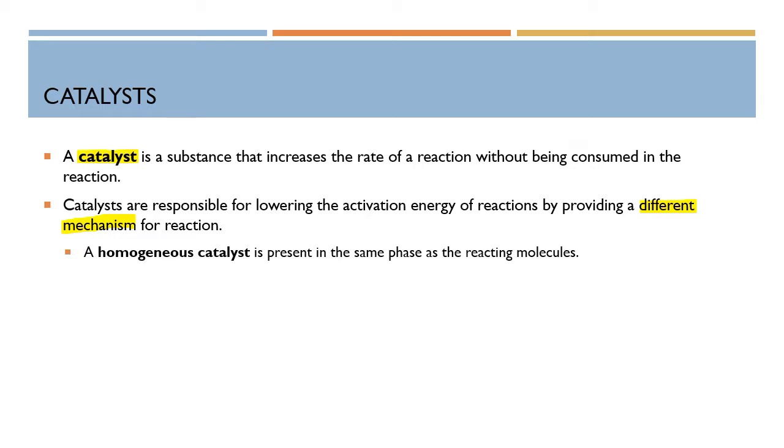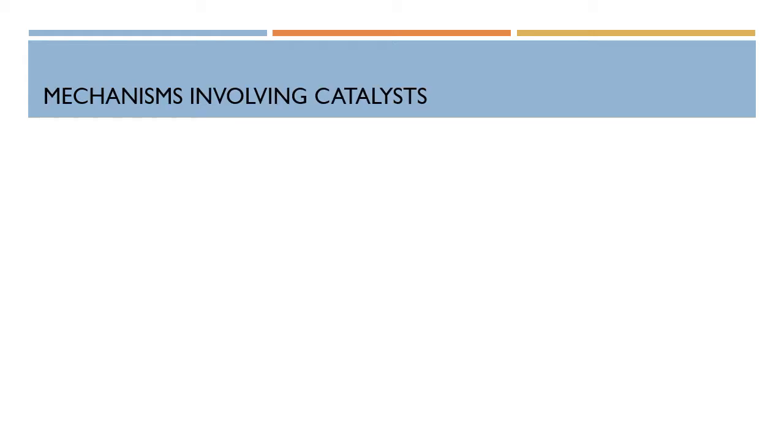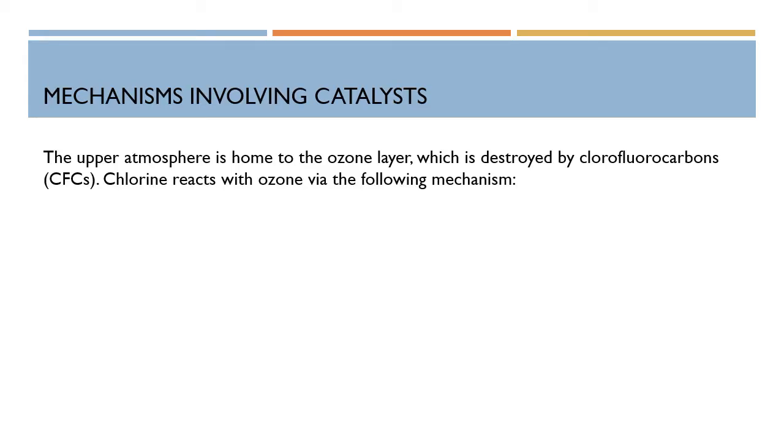There are two types of catalysts. A homogeneous catalyst is present in the same phase, and a heterogeneous catalyst exists in a different phase, so solid, liquid, or gas. Homogeneous will be a solid in a solid or a liquid in a liquid. Enzymes are catalysts that increase the rate of biological reactions. Our bodies are filled with enzymes that catalyze, or speed up, our reactions.